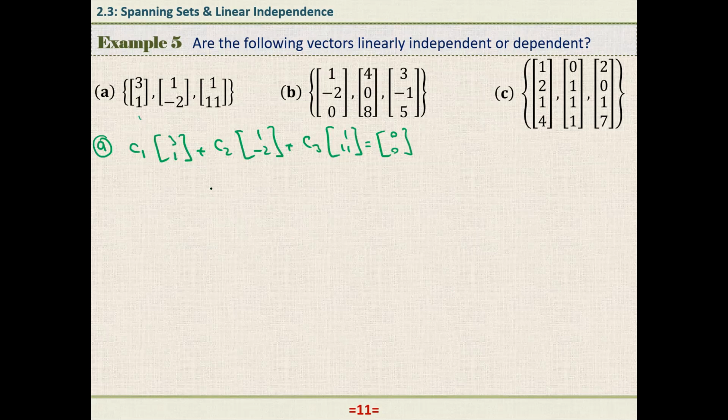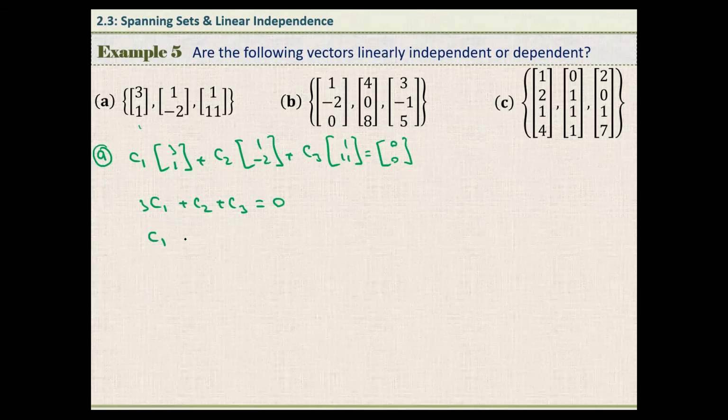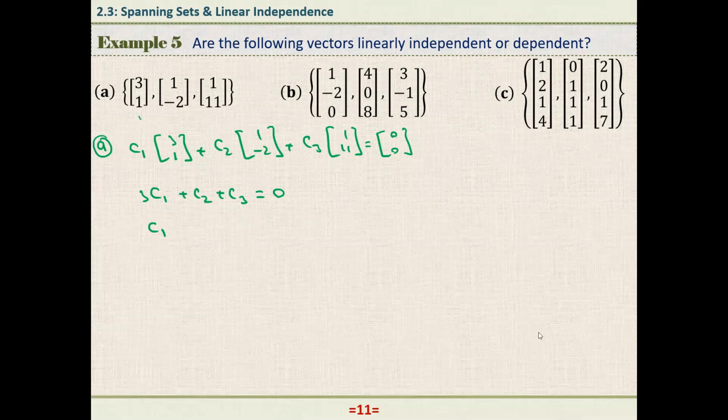To solve this equation, here we have 3 times c1 plus c2 plus c3 equal to 0. And here we have c1 times 1, c2 times negative 2, minus c2, and c3 times 11, plus 11 c3, equal to 0.